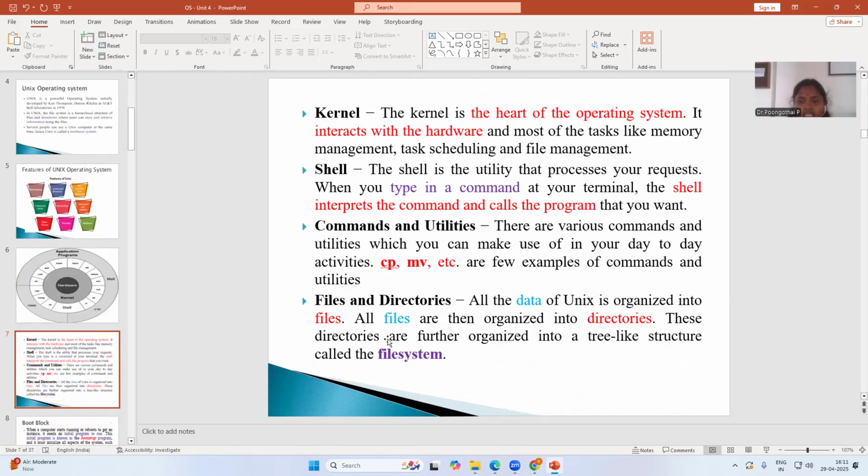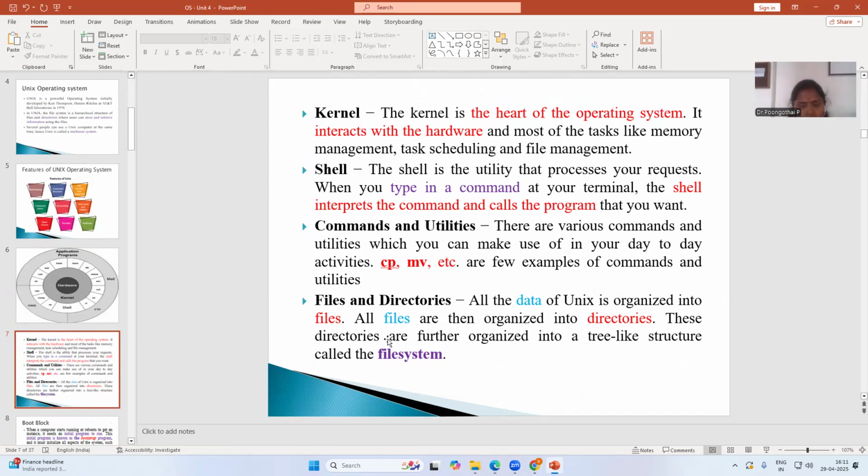Kernel. The kernel is the heart of the operating system. It interacts with the hardware and handles most of the tasks like memory management, task scheduling, and file management. Shell. The shell is the utility that processes your request when you type in a command at your terminal. The shell interprets the command and calls the program that you want. Commands and utilities. There are various commands and utilities which you can make use of in your day-to-day activities. Copy, move, etc. are a few examples of commands and utilities.